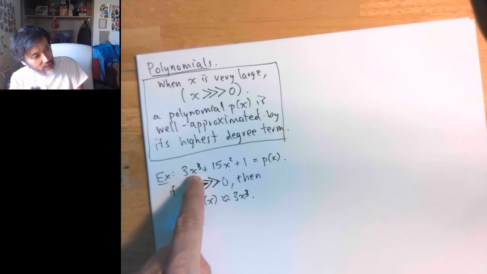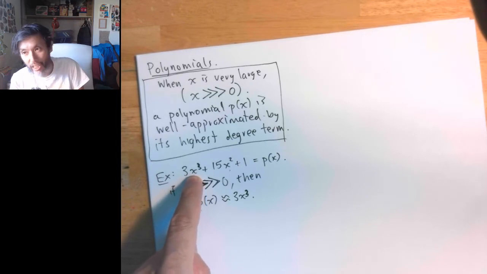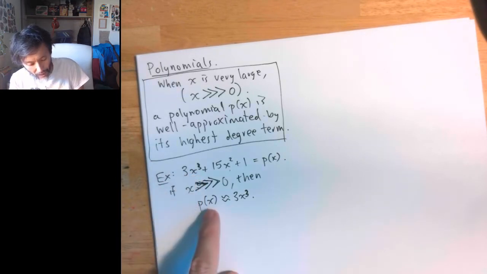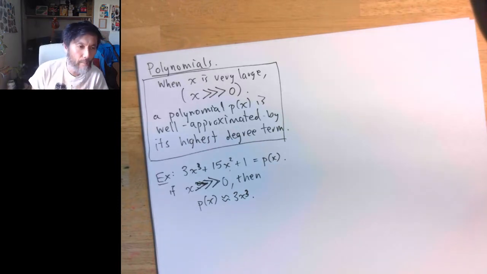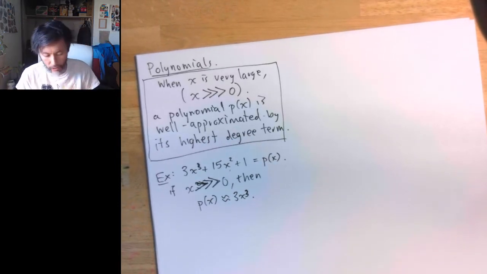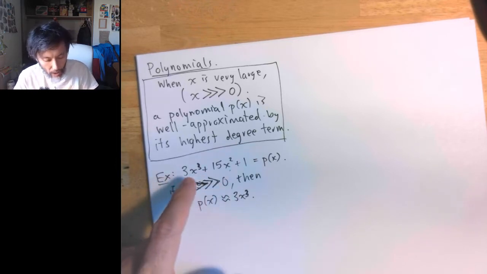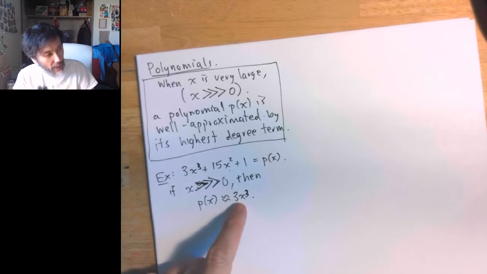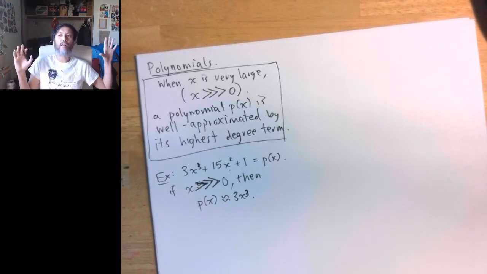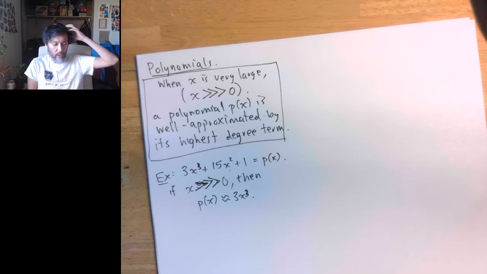Now the highest degree term in this polynomial is 3x cubed, okay? And what I'm saying, and I'm right, is that p of x is well approximated by 3x cubed. There's a number of ways of showing that. What I could do is overlay the graph of 3x cubed plus 15x squared plus 1 with the graph of 3x cubed, and then zoom way out so you can see what it looks like when x is very, very large, and you'll see they're similar.